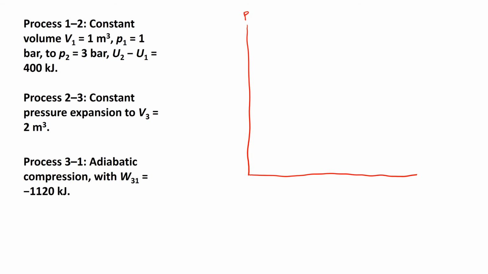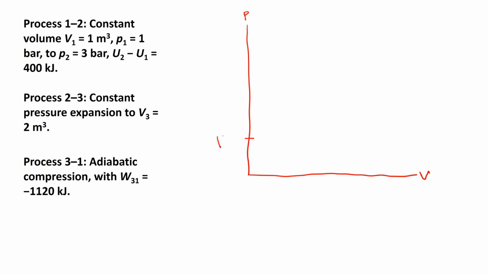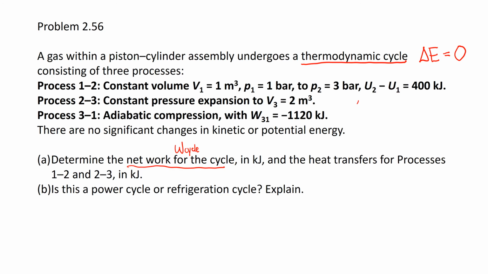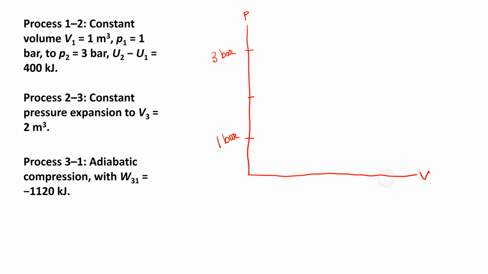We plot P versus V. We start at 1 bar to 3 bar, and we have 1 cubic meter to 2 cubic meters. And so at state 1, we are here at 1 bar and 1 cubic meter.